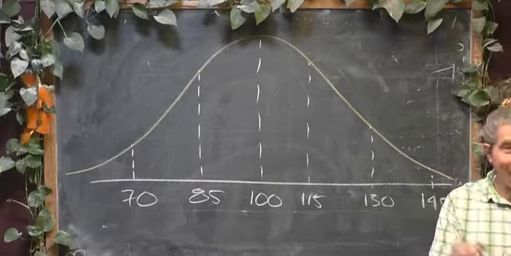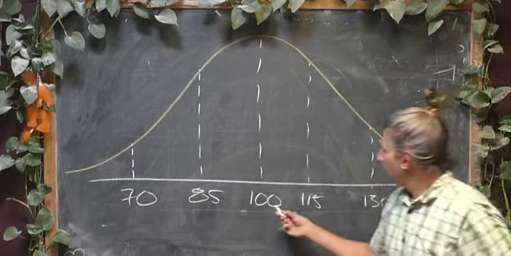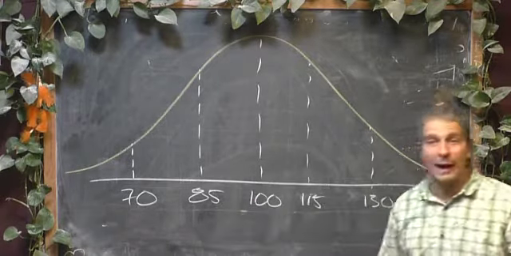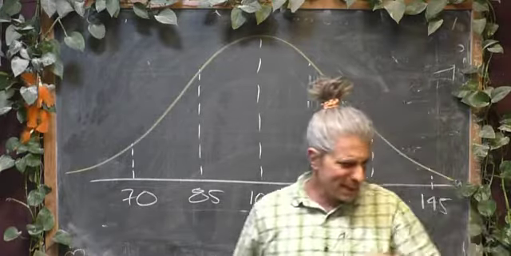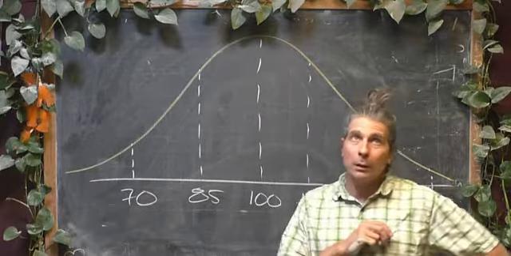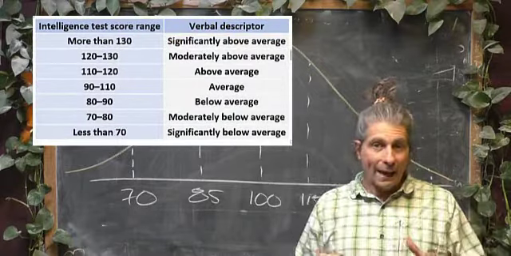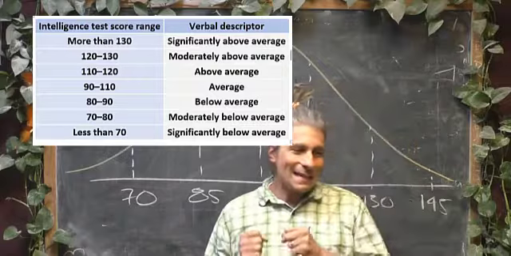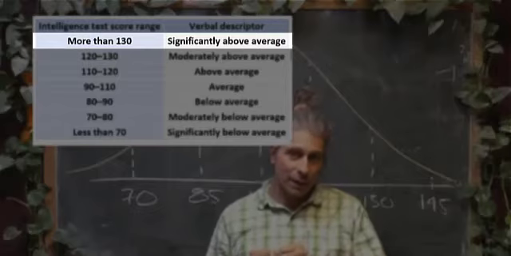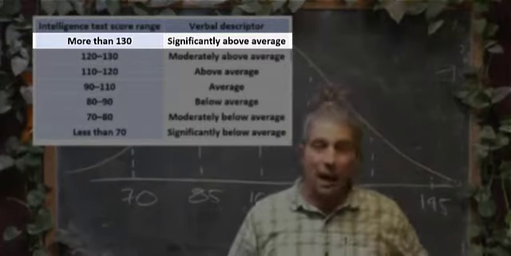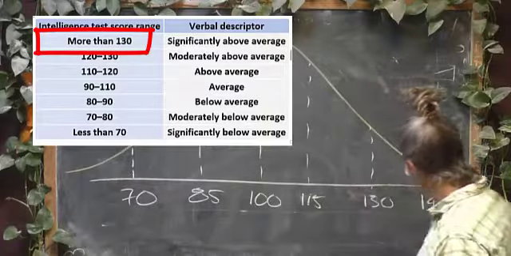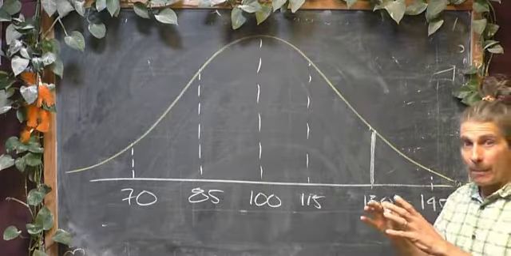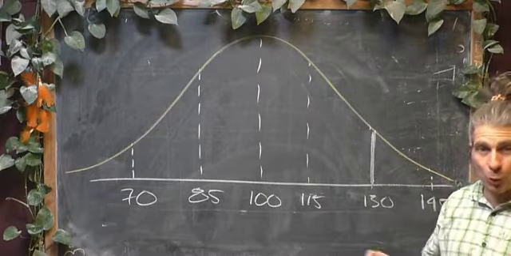Okay, I've taken the liberty of adding our bell curve back on the board with the IQ test score average of 100 and then plus or minus the 15 going up or down depending on how far you want to go. Now using this scale, there's a couple probabilities we can get just from looking at this chart. For example, the range that is significantly above average, you have to have a score that's more than 130. Okay, so 130 is right here. In order to be significantly above average, you have to have a score that's more than that.